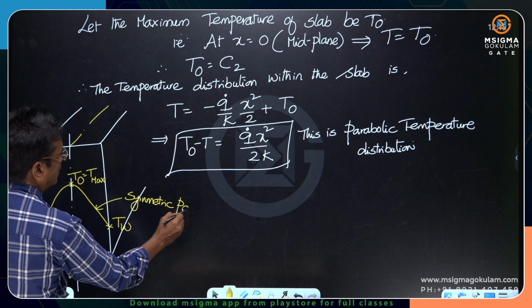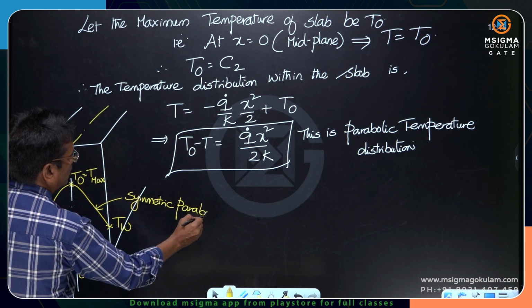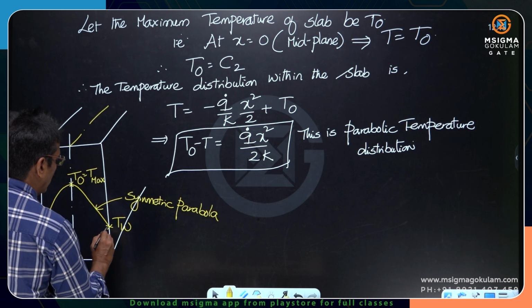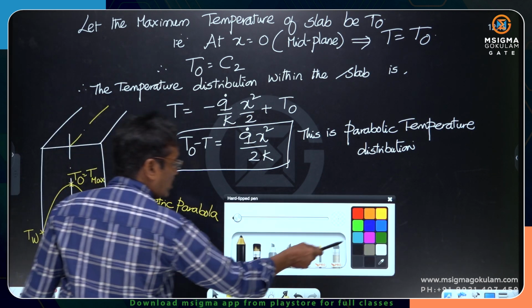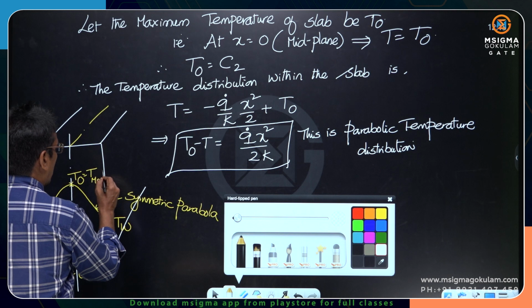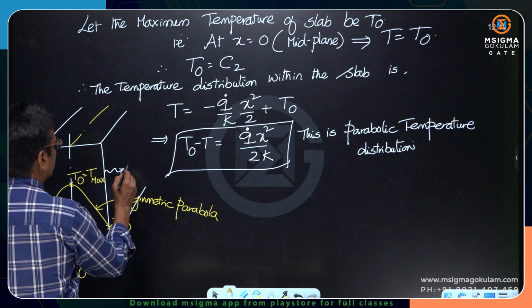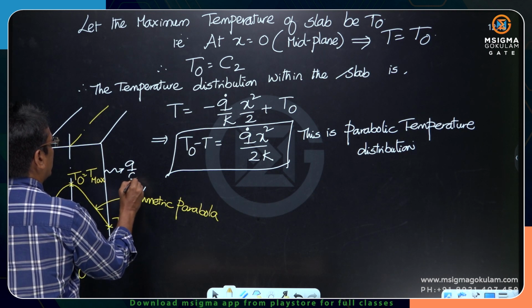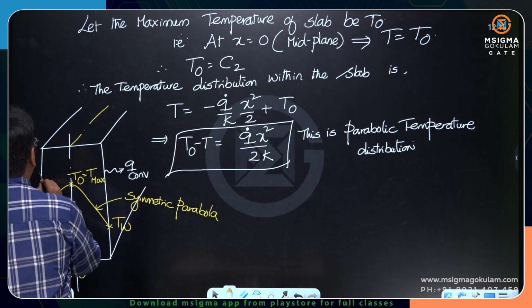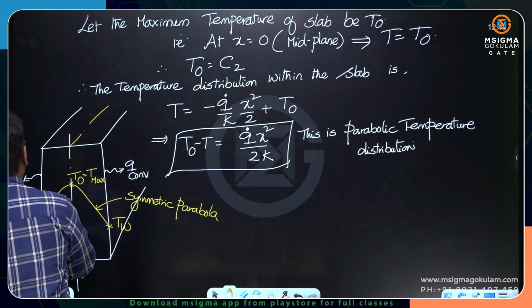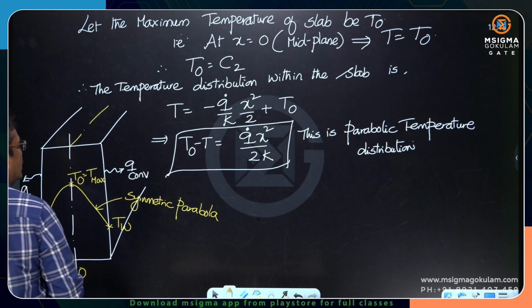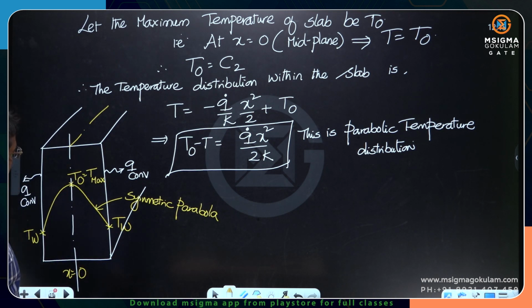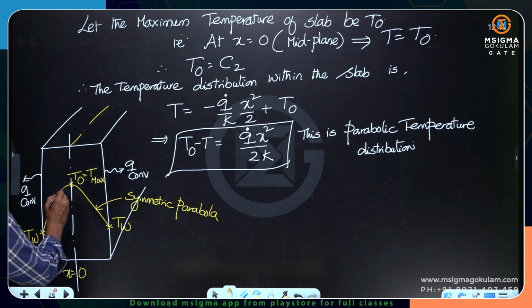For the symmetric parabola to occur, what is the condition? Both sides must be at the same temperature. That means what is the requirement? Both sides of the slab must be convecting the same heat to the fluid.